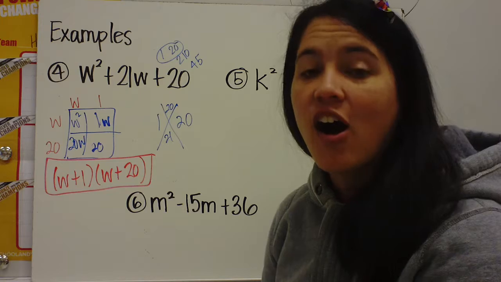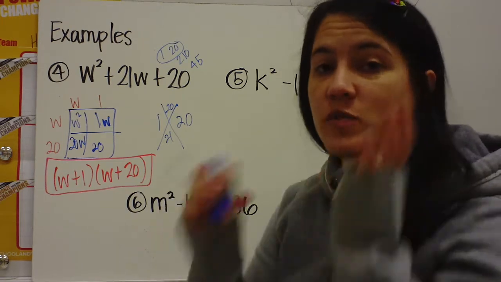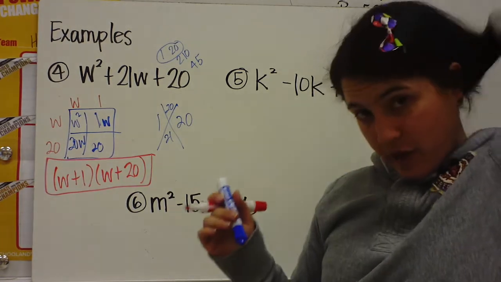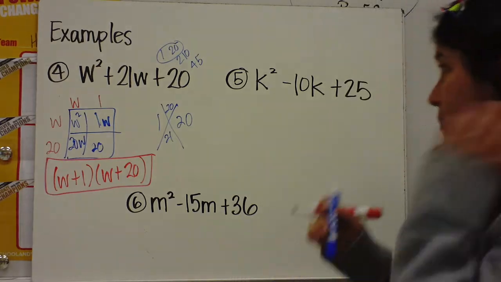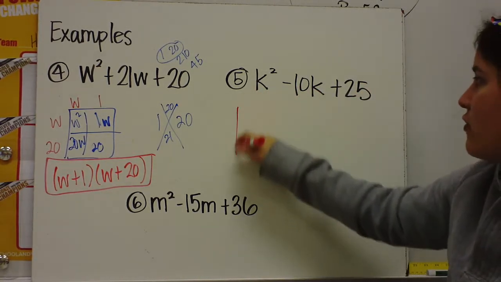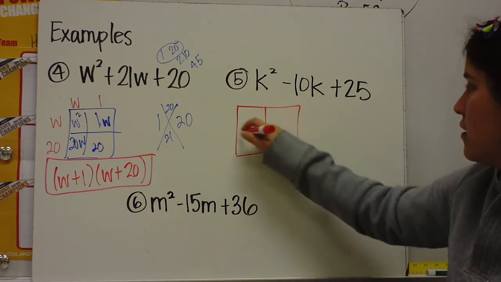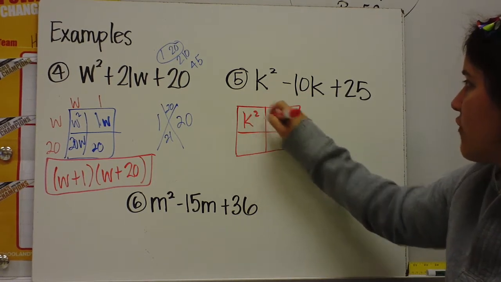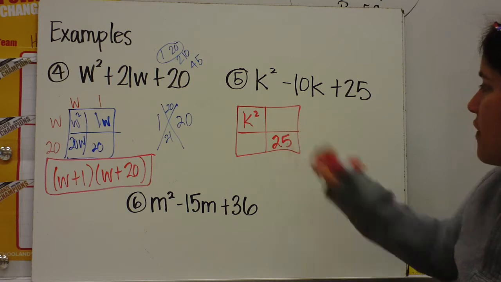Okay? All the examples we've done so far have been just with positives. So now let me show you what happens when you have some negatives. It changes a little bit. K squared minus 10k plus 25. We draw our box. The first term goes in the first box. The last term goes in the last box.